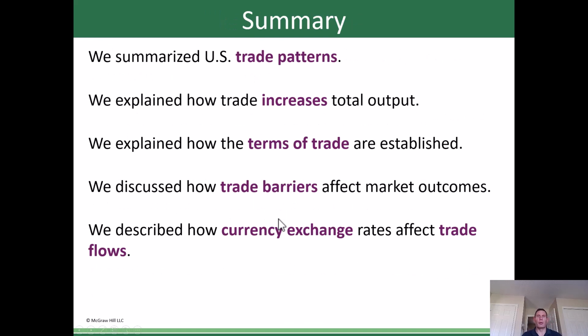All right, in this video, here's what we summarized. We talked a little bit about US trade patterns. We talked about things like quotas, a little bit about embargoes, and tariffs. We talked about trade surpluses and trade deficits, obviously in the form of trade patterns. We explained how trade increases total output, and how the terms of trade are established. We discussed how trade barriers affect market outcomes, and we also talked a little bit about how policymakers can adjust some of that. And finally, we described how currency exchange rates affect trade flows.